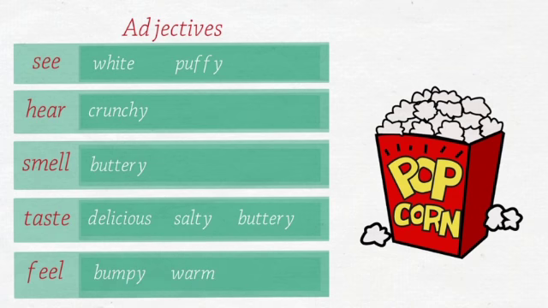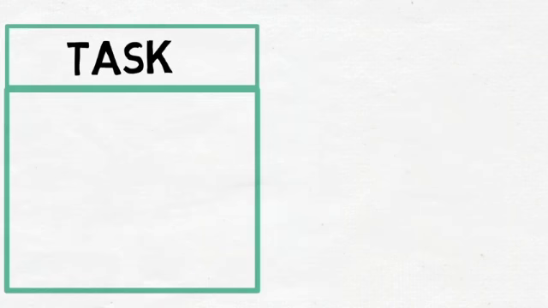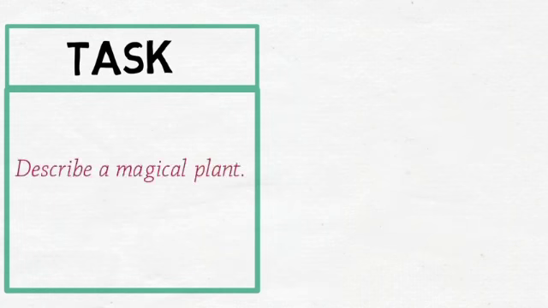So far, we have discussed that descriptive writing describes a person or an object. We can do this through our five senses. Adjectives help us in meeting these goals. Let's move to a task now. For your task, you have to describe a magical plant.